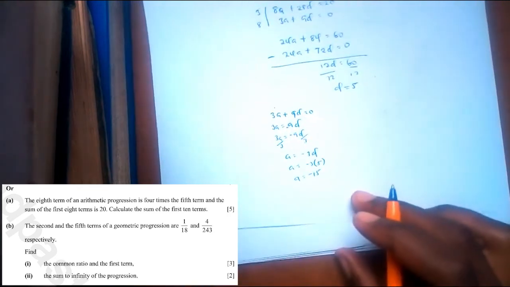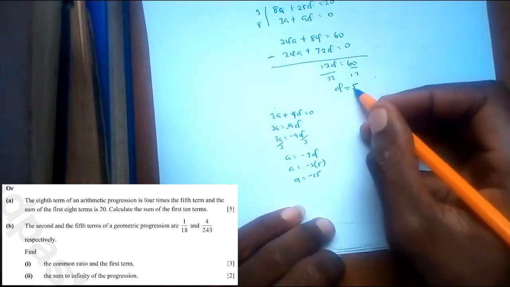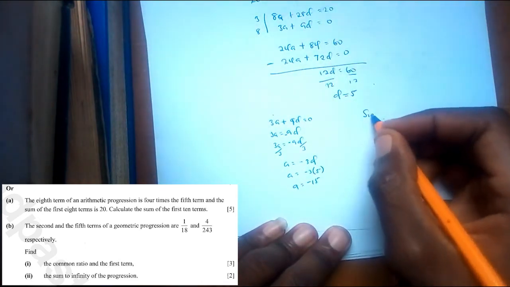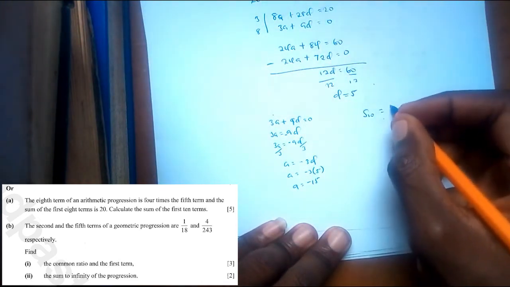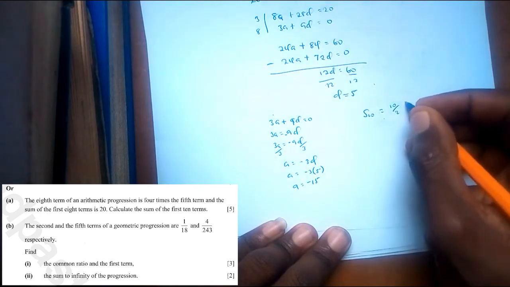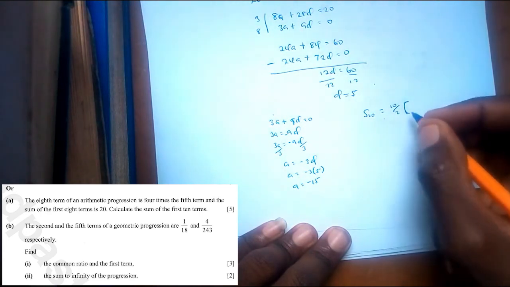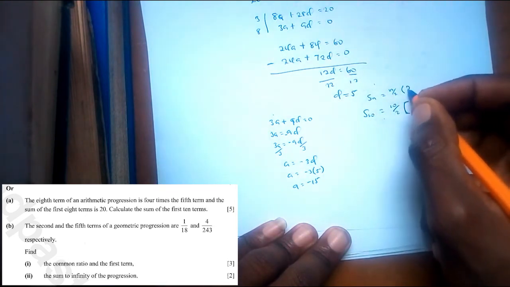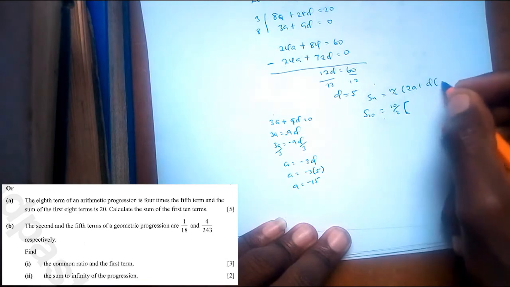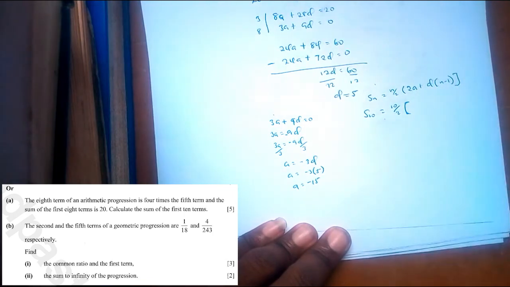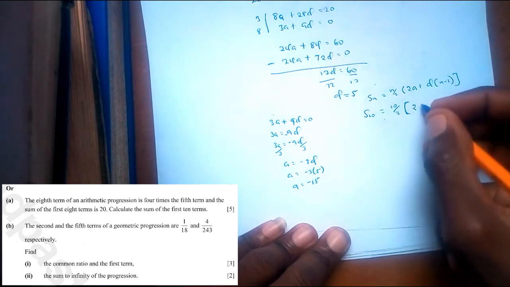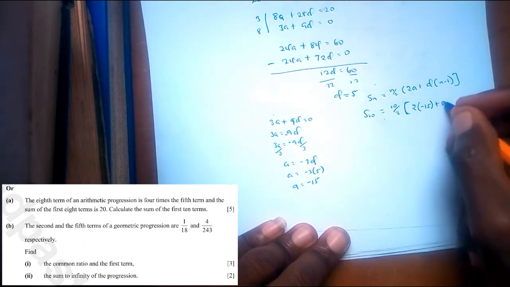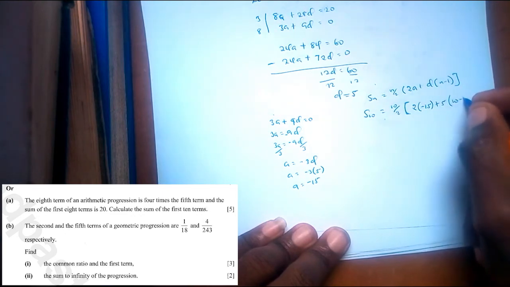Okay, so now we have the first term and the common difference. So you can find the 10th term, the S10. So S10 is just equal to 10 over 2 in brackets, as in using the formula, Sn is equal to n over 2 (2a plus d(n minus 1)). Okay, so 2a is negative 15, plus d which is 5, then n is 10 minus 1.